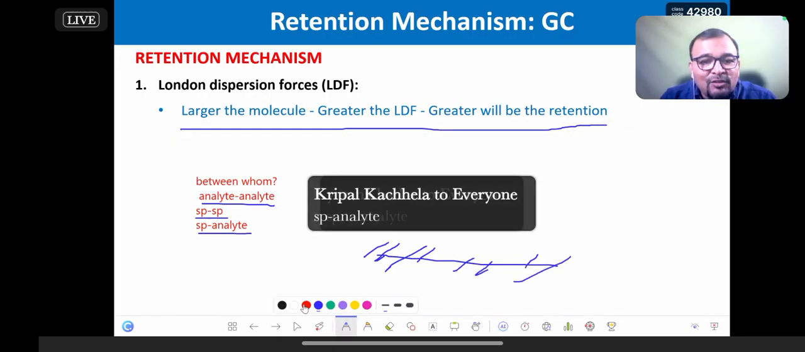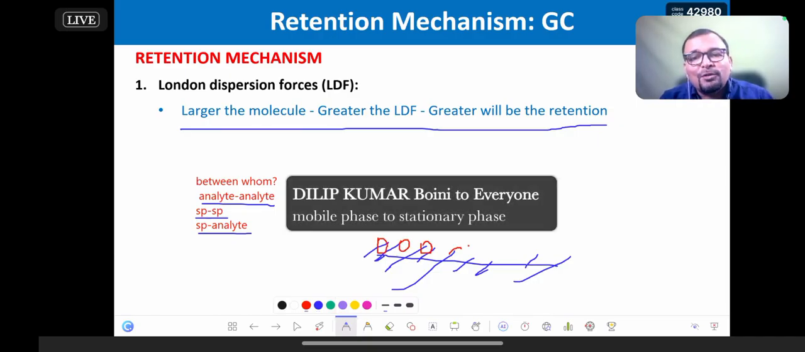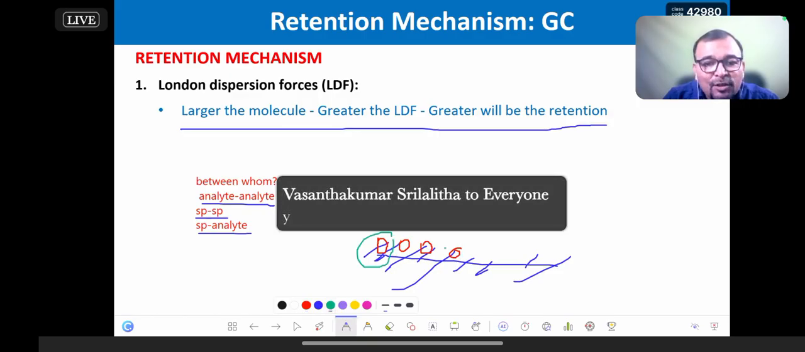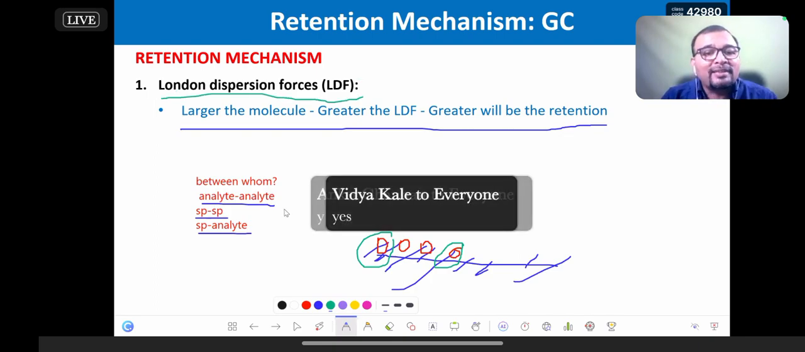And maybe this is your molecule which is traveling across the column. So we're talking about the presence of London dispersion force between the column and our stationary phase and this analyte. Are you getting my point? Type in yes or no in the comment box. We're talking about the interaction of the analyte with the stationary phase because of the London dispersion force. So this is the interaction between stationary phase and analyte.